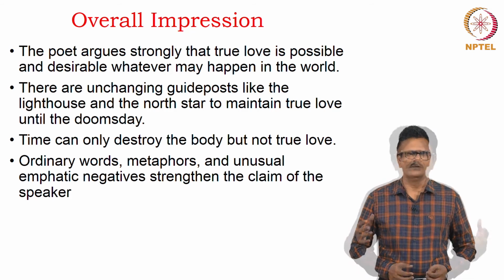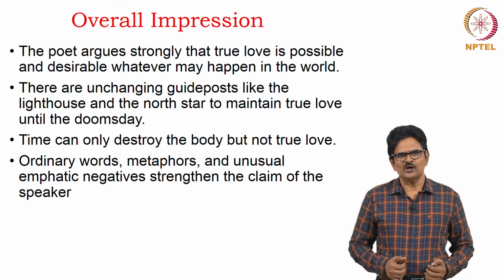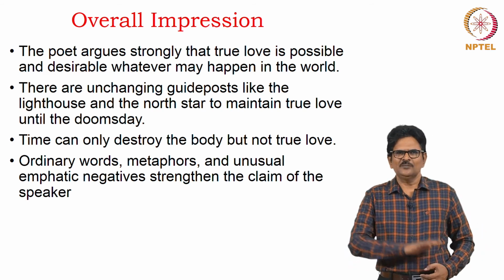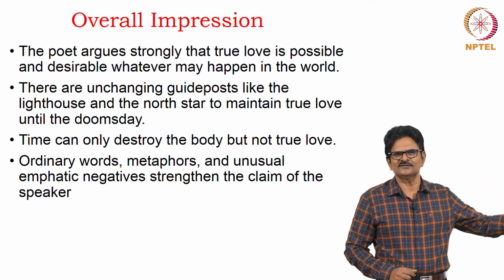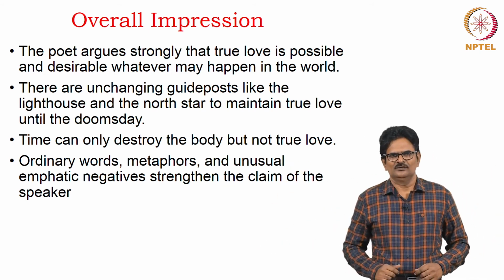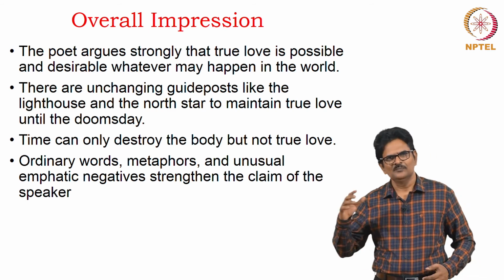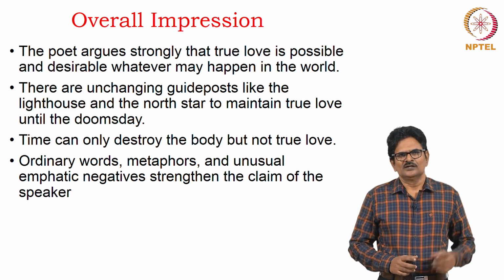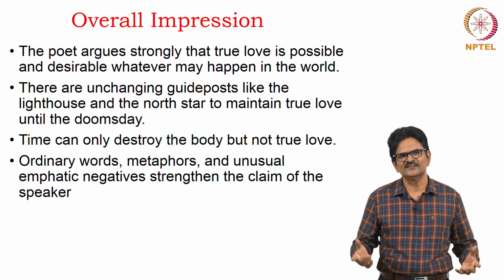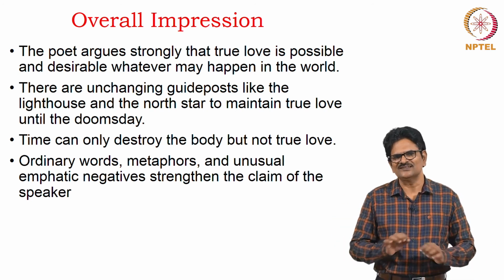This famous sonnet, one of the most anthologized sonnets, the poet argues strongly that true love is possible and desirable whatever may happen in the world. There are many unchanging guideposts like the lighthouse and the North Star to maintain true love until the doomsday. Time can only destroy the body, not the true love. The poet uses ordinary words, metaphors, but he uses unusual emphatic negatives to strengthen the claim of his statement that true love is always true, it does not change at all.